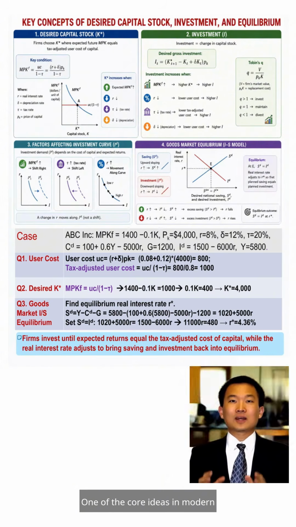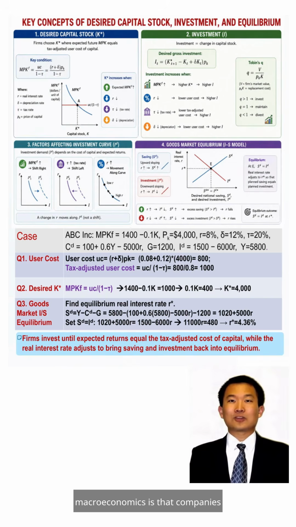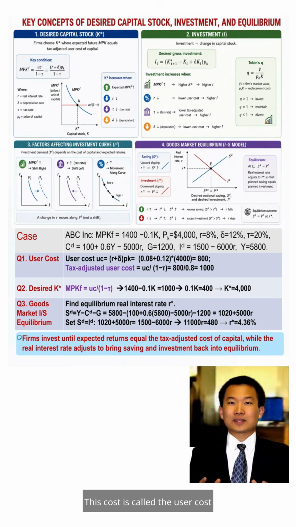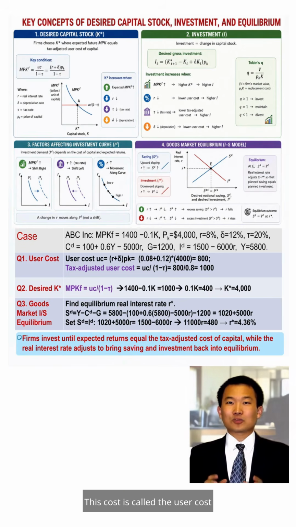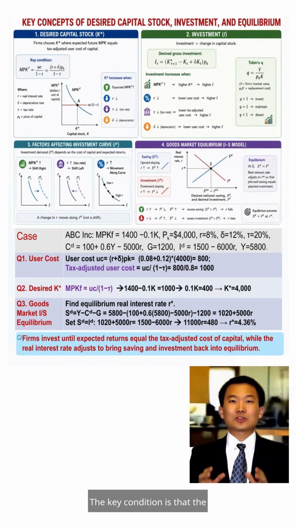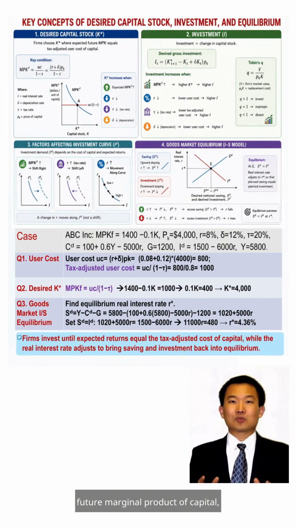One of the core ideas in modern macroeconomics is that companies will only invest when the expected returns from capital are high enough. This cost is called the user cost of capital, or UC. The key condition is that the future marginal product of capital, MPK_F, equals UC divided by 1 minus tau. Let's learn by solving a problem.